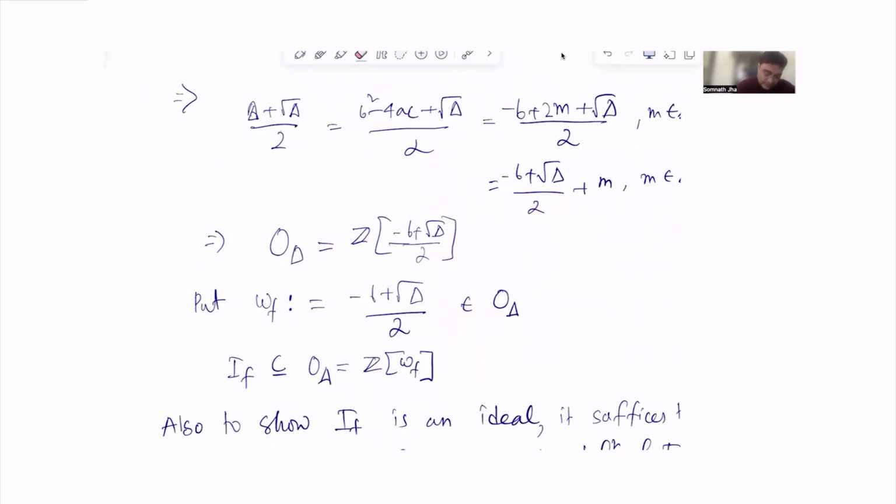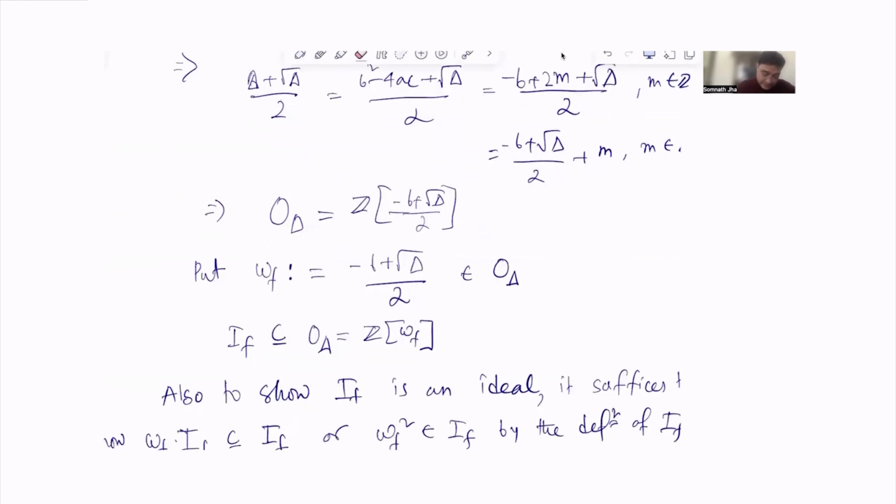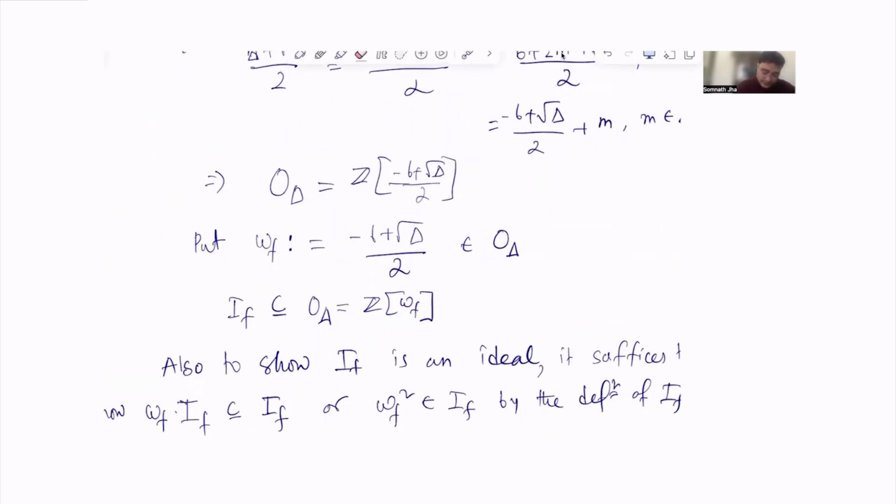So given an f, f was ax square plus bxy plus cy square, and delta was b square minus 4ac. So you define omega f to be this, then O delta is Z omega f. Because of this, you can easily check it. So I_f is at least inside this.